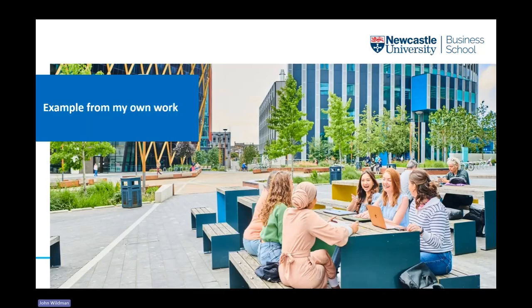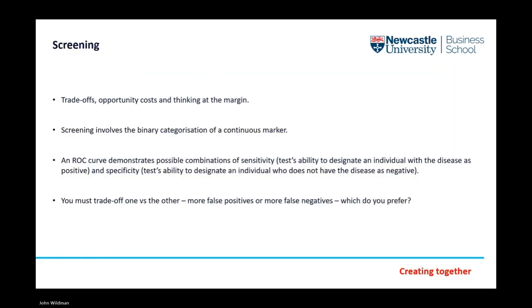Now, what I thought it would be interesting to do, certainly from my perspective, is to show you an example from my work. So this isn't from economic evaluation, but it is from screening. So it is based on screening. So as we know, screening is undertaken on asymptomatic individuals to see whether they have the presence of a disease or not. Now, I've simplified this a lot, but it's really good because it's a really interesting way to think of trade-offs and opportunity costs and thinking at the margin all in one go.